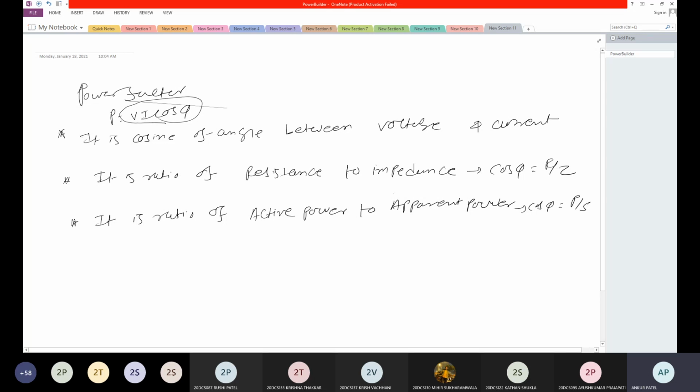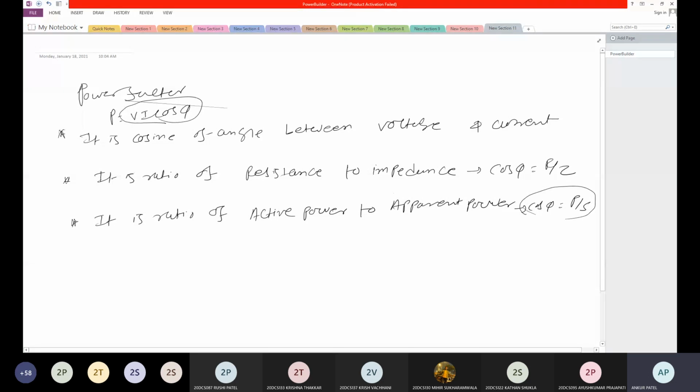For power factor correction, we are considering cos phi equal to P by S. According to that, we can say this is the reactive power that we are reducing by different power factor correction methods.